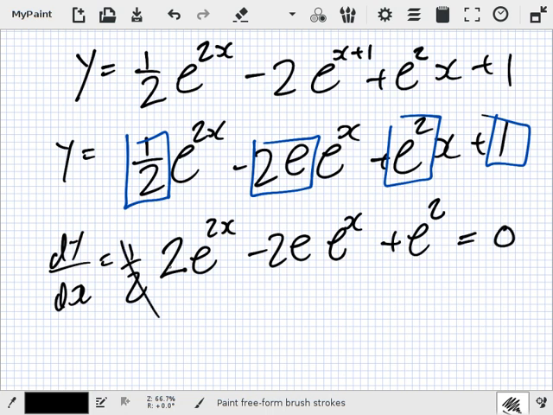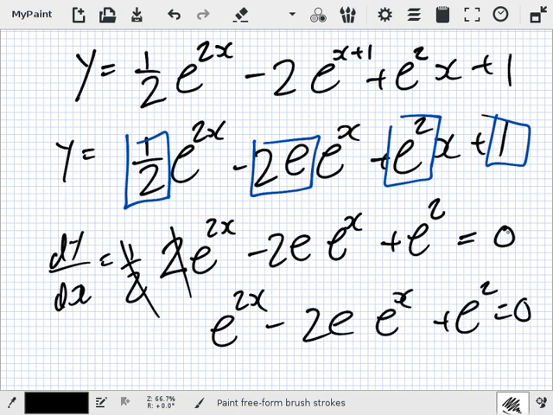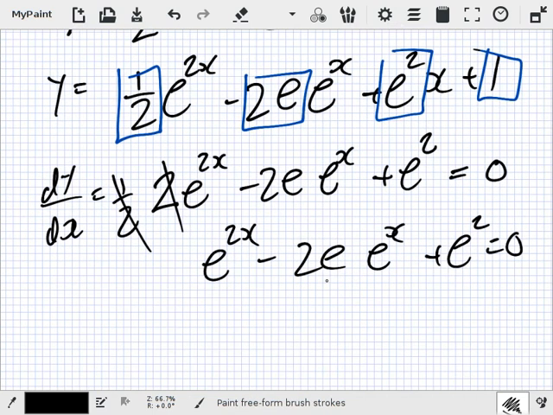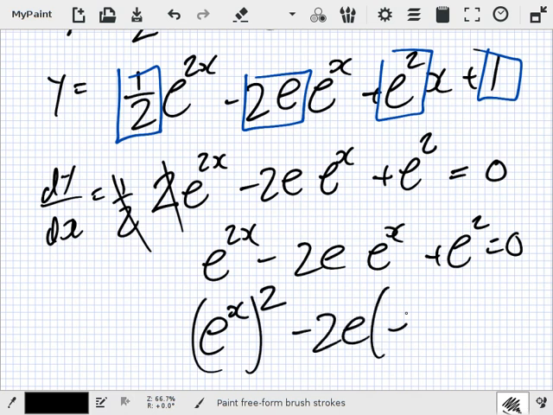Well, that cancels that. So you're left with e^(2x) minus 2e^x plus e^2 equals 0. Then it has no turning point, but let's see. I think it does, though. What type of equation is this? Let me write it a little bit clearer. (e^x)^2 minus 2e^x plus e^2 equals 0. Quadratic, where the variable is e^x.